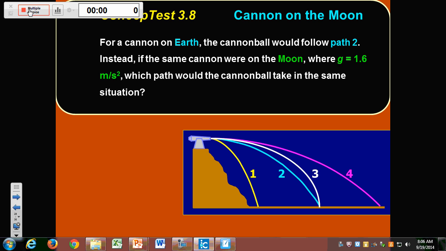For a cannon on Earth, it would follow path 2. If you were on the moon, which path would it follow? And again, A, B, C, D, 1, 2, 3, 4. If you go to the moon, it follows which of these paths? This is on the Earth. Which one is on the moon? Where your acceleration in the y direction is less.